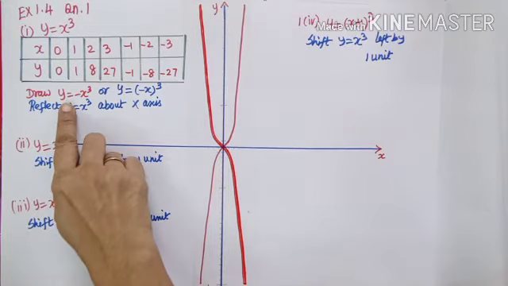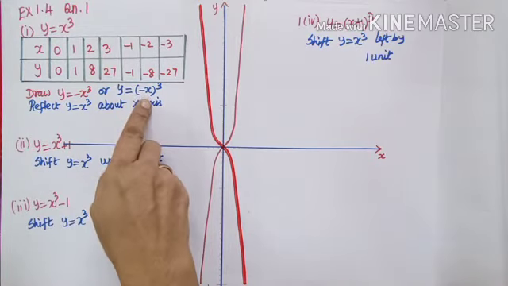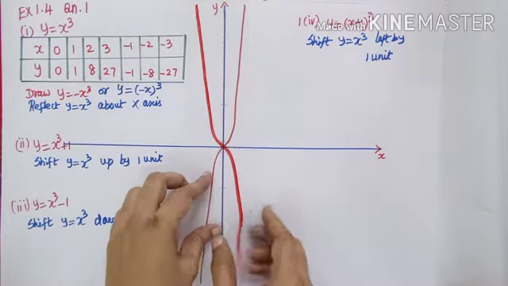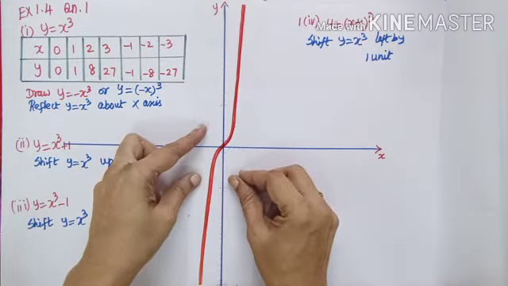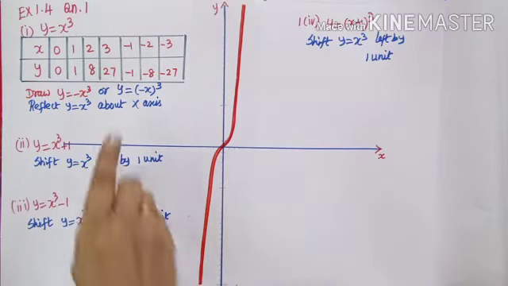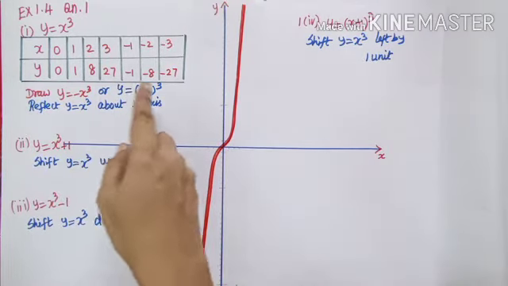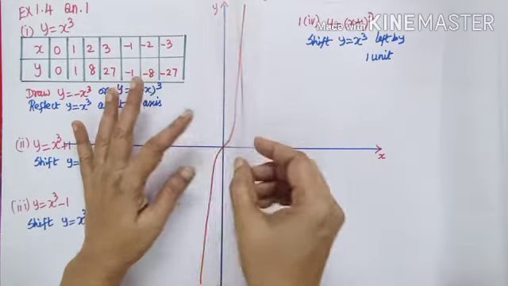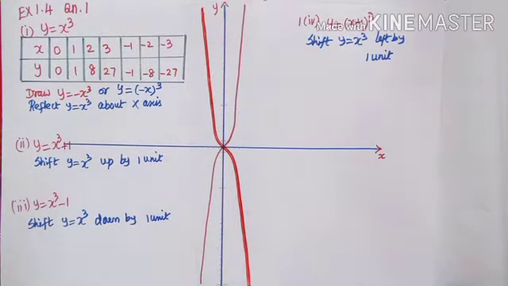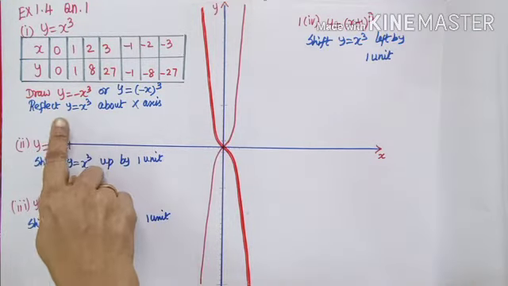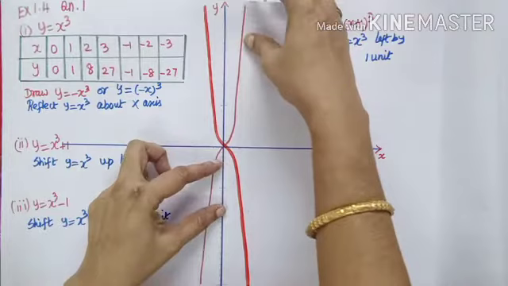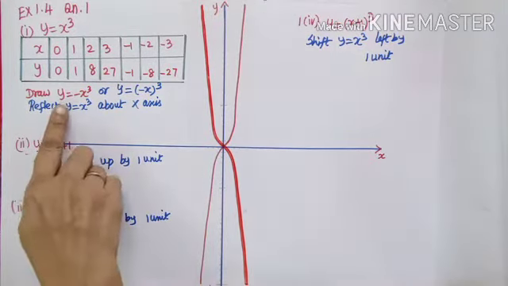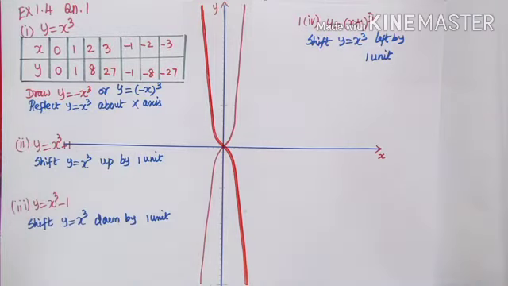The same equation can be written like this also: minus x the whole cube. So, this is my original curve y equals x cube. When I want y equals minus x the whole cube, it is reflection about the y-axis. I can draw like this also. So, this curve, either you reflect it by the x-axis or you reflect it by the y-axis to get y equals minus x cube.